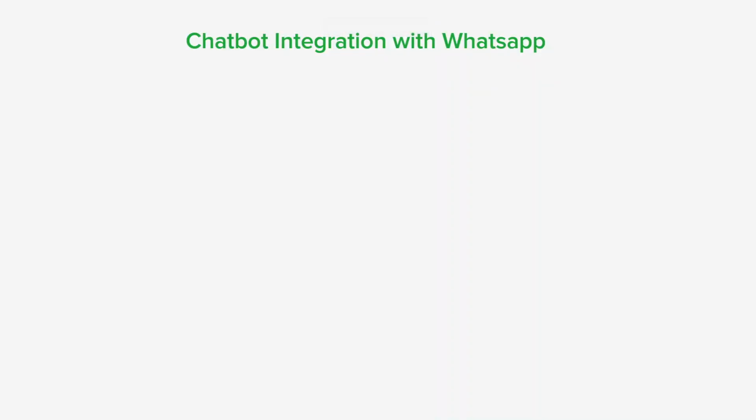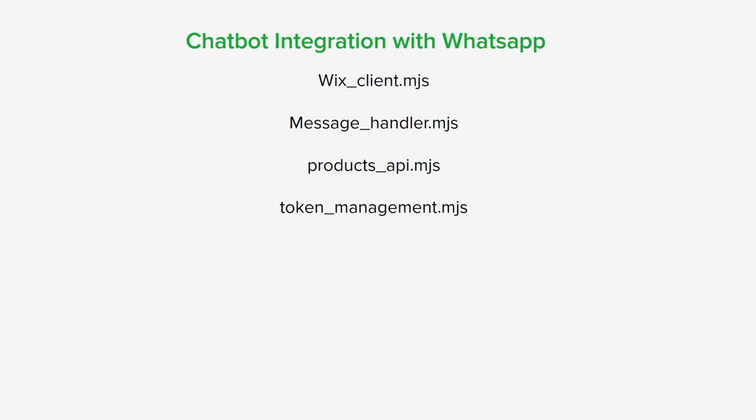So to achieve that chatbot integration, you can refer to this code as an example, but a brief overview of it is this. The wix-client.js essentially sets up the Wix API client and handles the authentication, enabling the chatbot to communicate with the Wix store through the headless API. The message-handler.mjs handles incoming WhatsApp messages and user interactions, managing that chat flow. The product API retrieves the available products from the Wix store. And the token management manages user tokens and authentication for the Wix API, allowing the chatbot to interact with the Wix store on behalf of individual users as well.